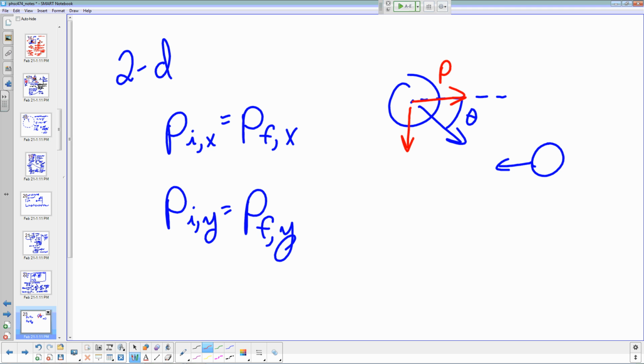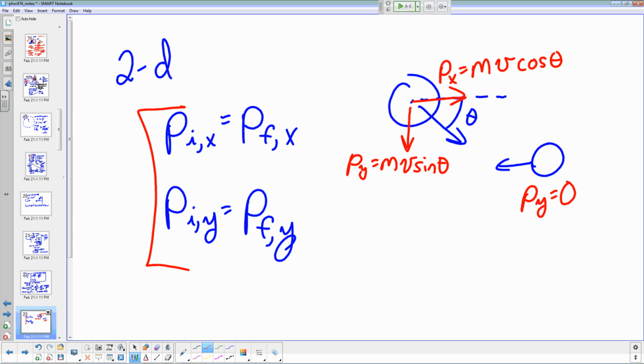This is going to be px. px would equal the mass times the x component of the velocity, that would be v cosine theta. And this would be py, which equals the mass times the velocity times sine of theta. What would be py for this particle? It's going to be 0, because it has no velocity in the y direction. So these things also hold true: the momentum before and after the collision is the same.